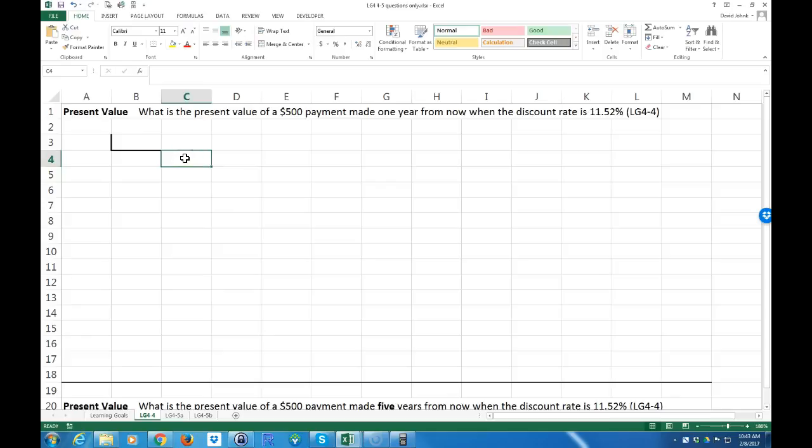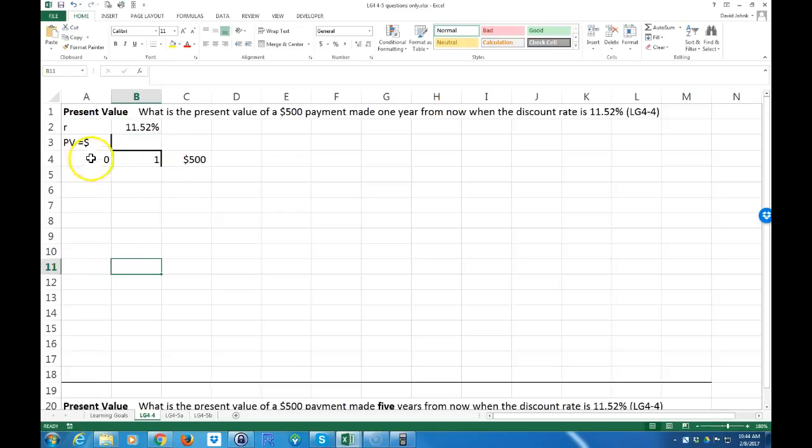And here I'm going to put in $500. Here's what we want to know. We call it the present value. We want to know what that is. And 0, 0, and we put in the rate. The rate is 11.52%. Make sure you take that percent. That's basically what's going on.